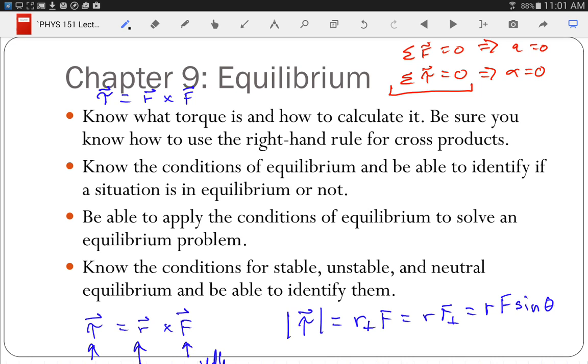And so a stable equilibrium is going to be something where you're in a potential energy minimum. You displace and the potential energy is going to go up. Unstable equilibrium, you're a potential energy maximum. You displace and the potential energy is going to go down. And then it'll just keep going to lower potential energy.